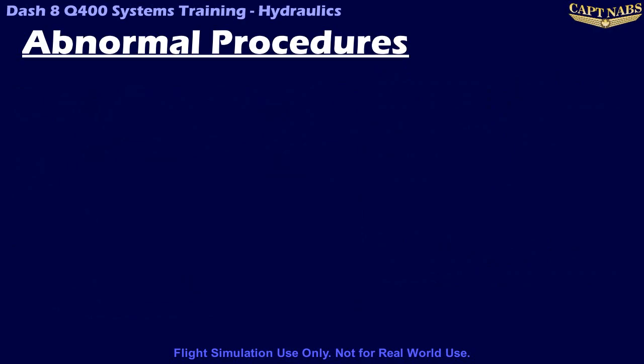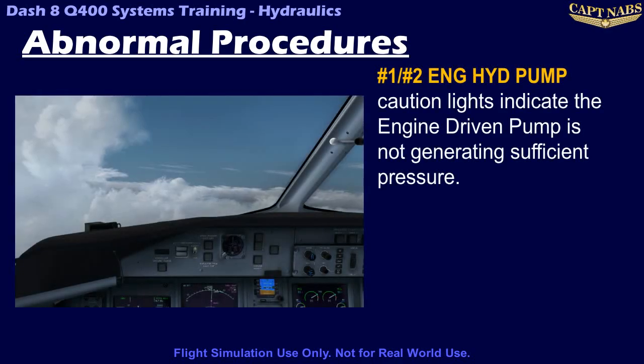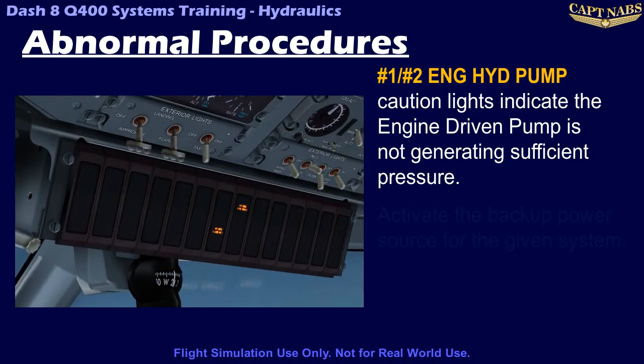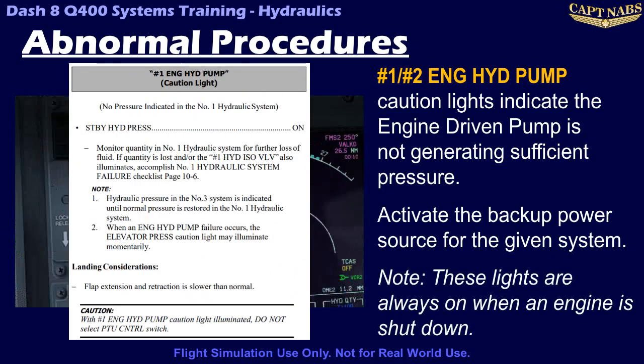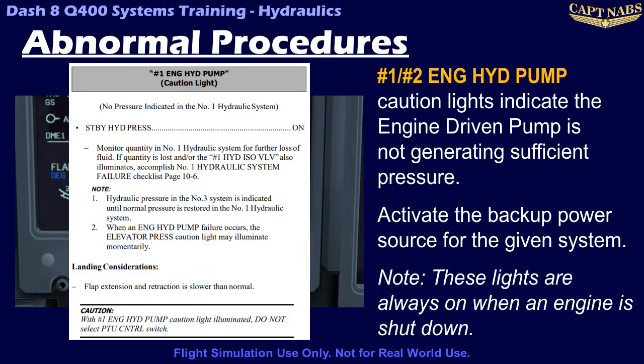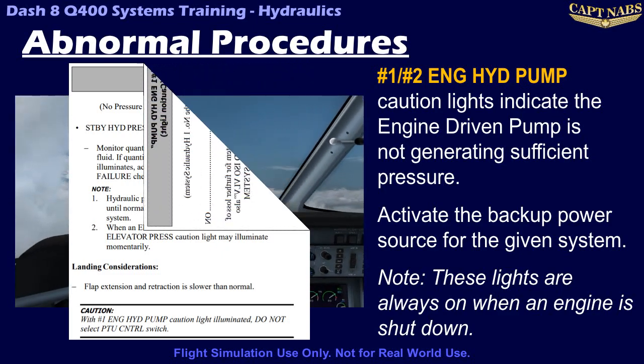The number 1 engine Hyd Pump and number 2 engine Hyd Pump caution lights have very similar checklists. In both cases, you have lost the primary source of hydraulic pressure for the respective system, so the respective backup system, either the standby Hyd Pump or the PTU, must be activated to attempt to restore pressure to the system. One additional consideration for the number 1 system: the standby Hyd Pump provides less fluid flow than the EDP. This will have a pronounced effect on the flaps, which will deploy at a slower speed than normal. Be sure to anticipate this when configuring for landing.